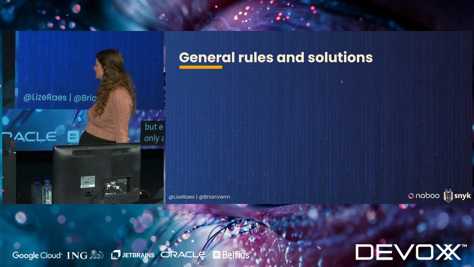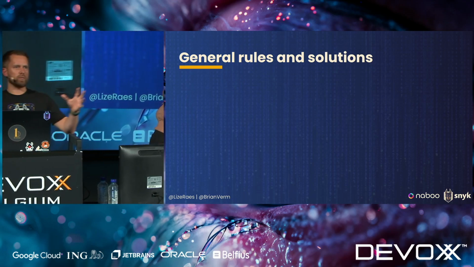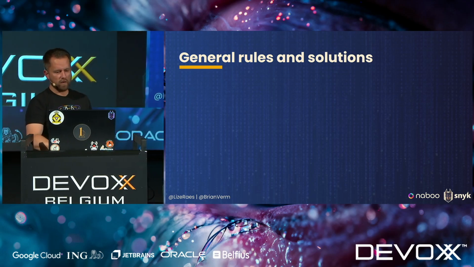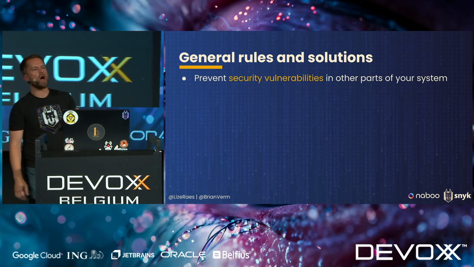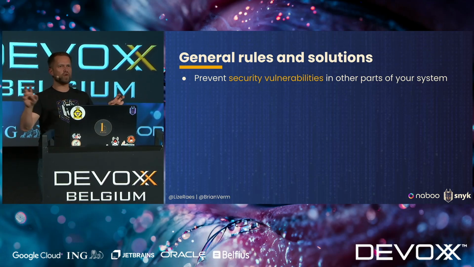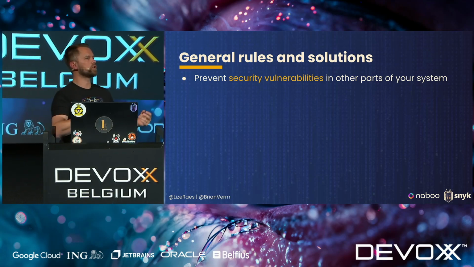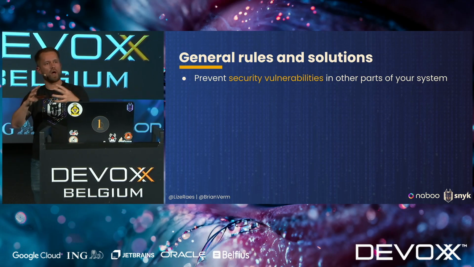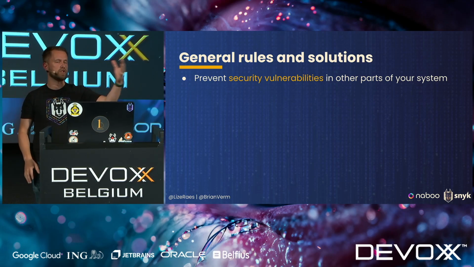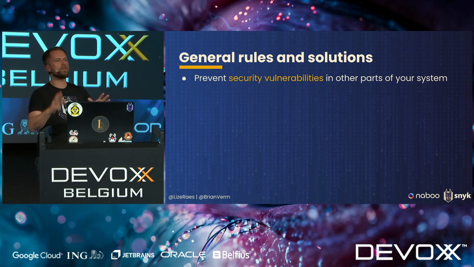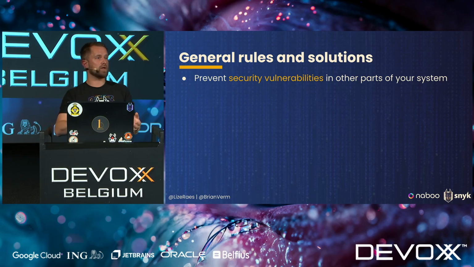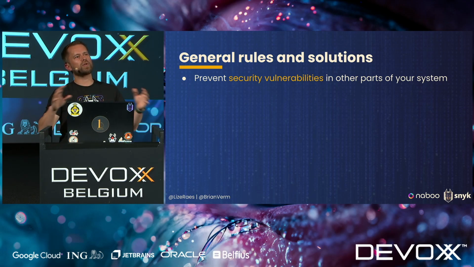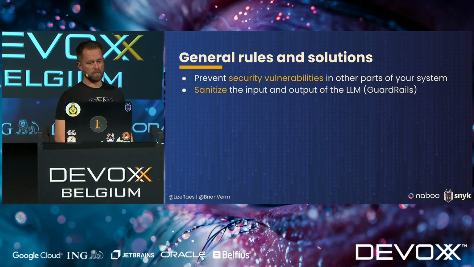Let's wrap up with some general rules and solutions for how to prevent all these things, because we showed you a little bit of everything. First of all, prevent security vulnerabilities in other parts of your system. Regular security vulnerabilities can be used to influence the context that is sent to your LLM, either the chat memory or RAG or anything that is connected and will be sent to your LLM. If that can be breached because of a SQL injection or something else, make sure that's not there, because in that case, we cannot trust your LLM.